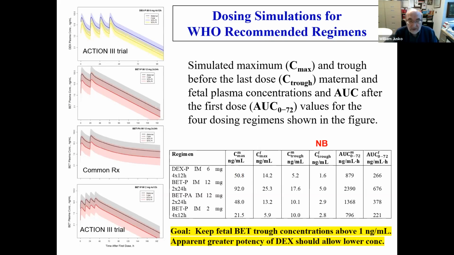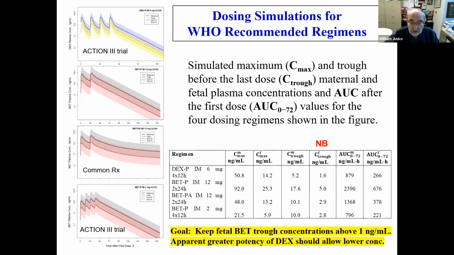So the best indication is to keep maternal and fetal betamethasone trough concentrations, basically the low concentrations during the first 2 days, above 1 nanogram per mil. And all these regimens do it. I have a column, it says NB, for the trough concentrations of the steroids for these regimens. And they're all successful in doing that.